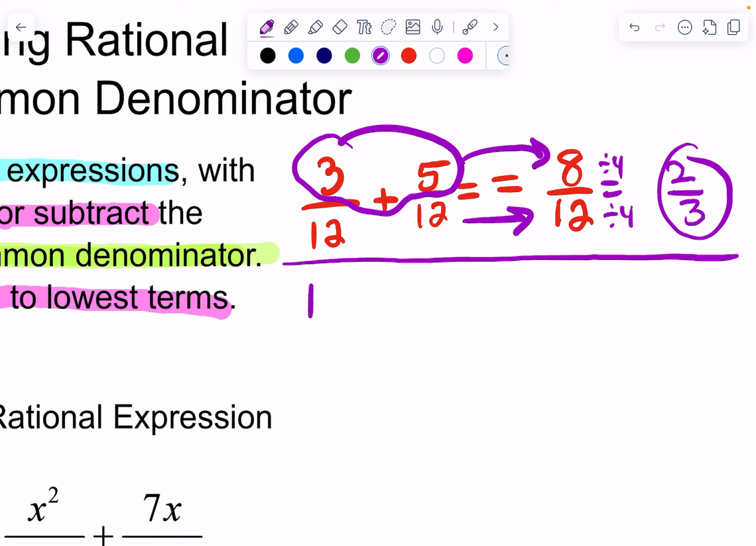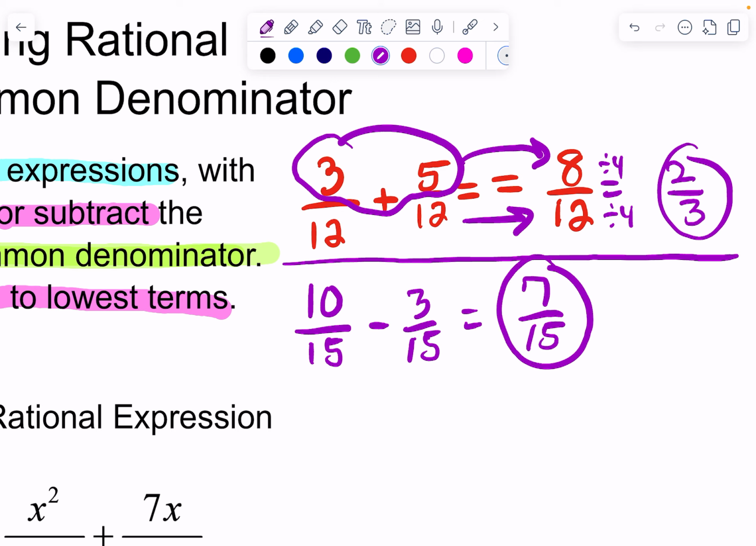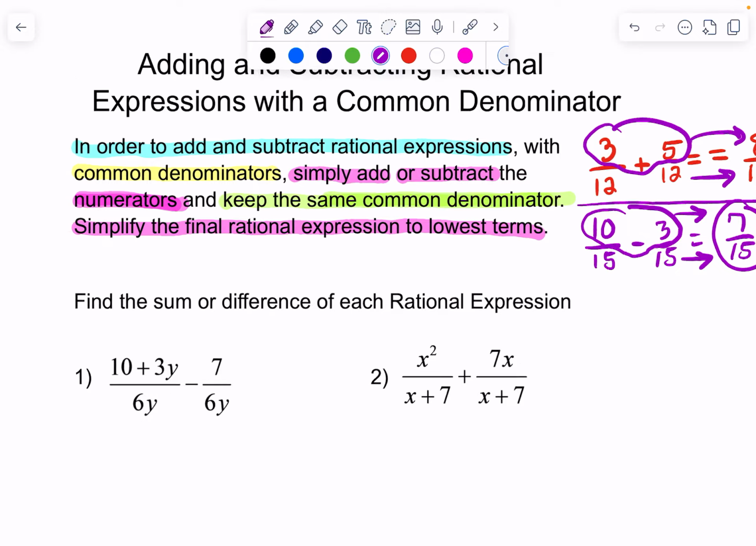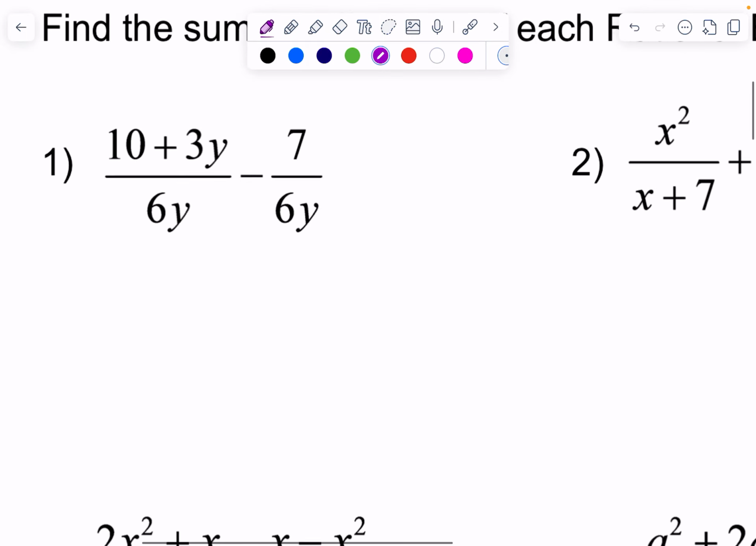Or, for example, let's say I have 10/15 minus 3/15. Well, that's going to give me 7/15, and I can't simplify that any further. What happened there? I subtracted the numerators, and I kept the same denominator. So the exact same thing is happening, but now we're dealing with rational expressions. So let's get right to it.